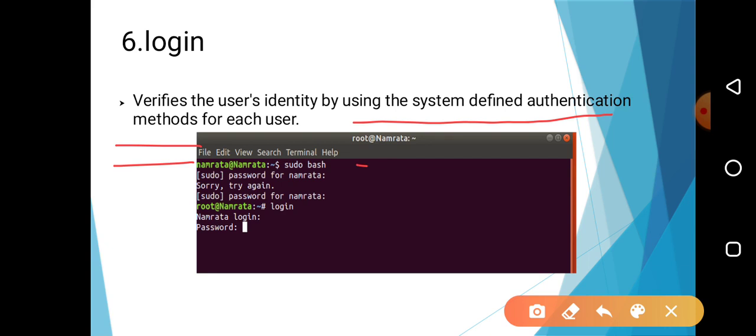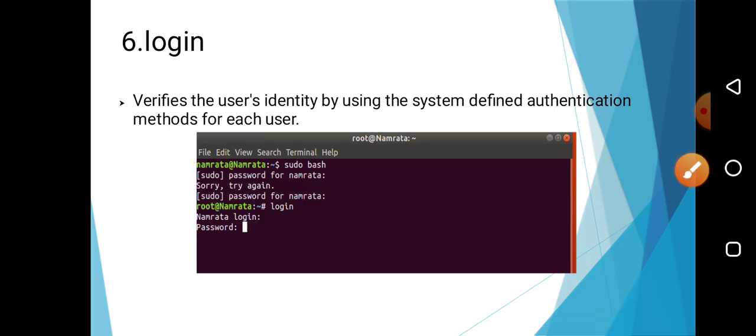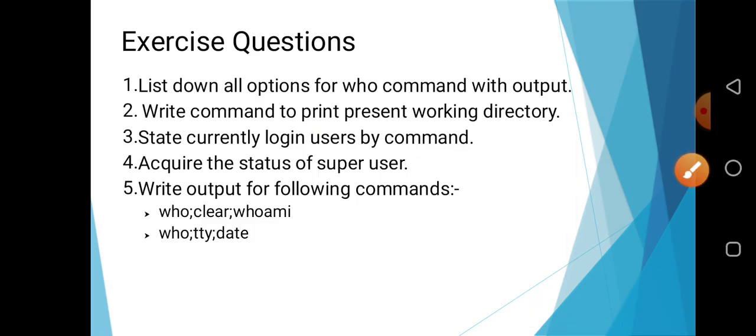Therefore, first of all, I have used sudo bash over here. It changed the prompt, and after that, on the hash prompt, I am using the command login. The hash prompt indicates you are logged in as a super user. Enter Namrata as login, give the password, and it will log in to your system. So this is all about the basic terminal commands of Linux.